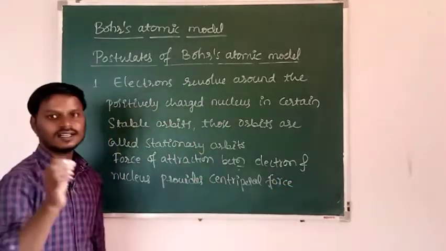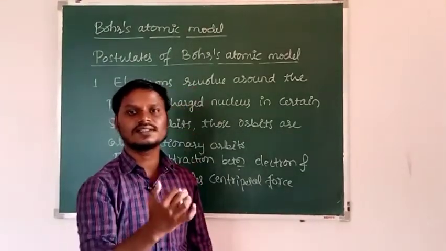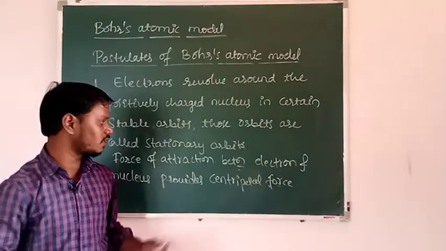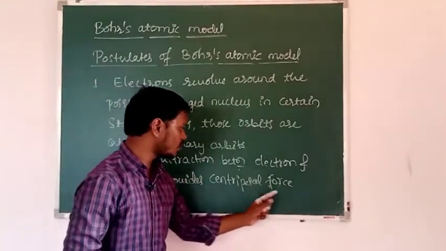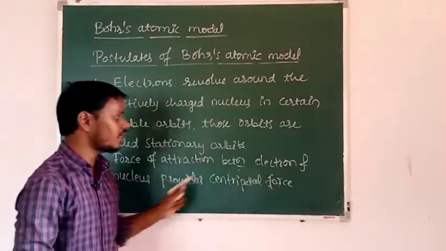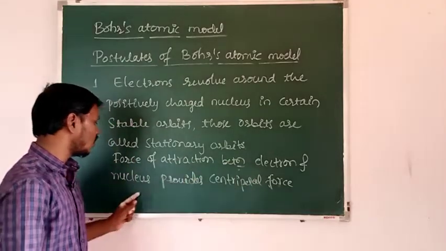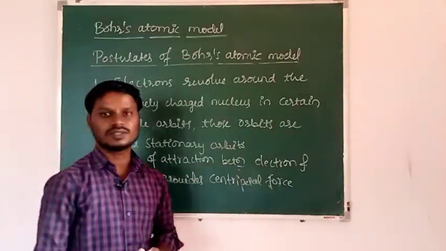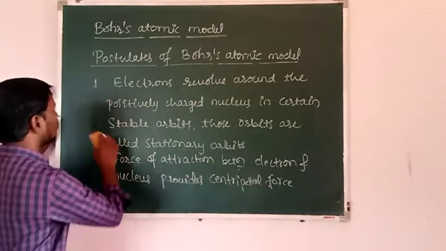So whenever an electron is revolving around the nucleus, there is a force towards the center due to the force of attraction. That force is called centripetal force, and this centripetal force is provided by the force of attraction between the electron and nucleus. And this force of attraction between the electron and nucleus is called Coulomb force. Okay, this is about the first postulate. Then what about the second postulate?